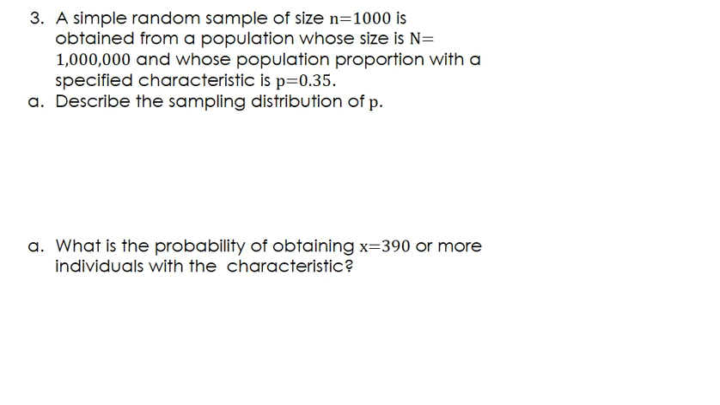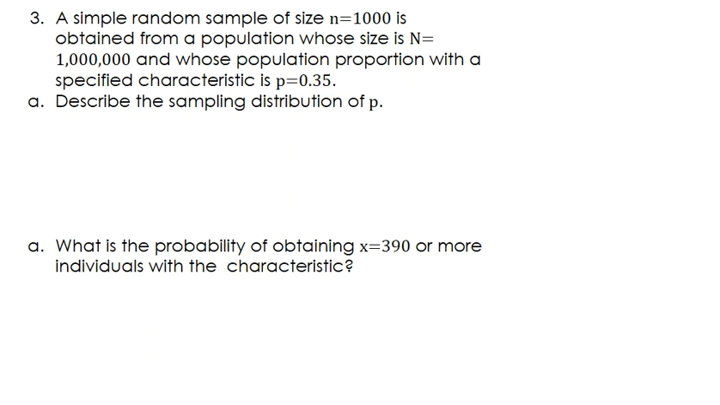A simple random sample of size n equals 1000 is obtained from a population whose size is N equals 1 million and whose population proportion with a specified characteristic is p equals 0.35. Part A says, describe the sampling distribution of p-hat. The first step is to check if this is normal.